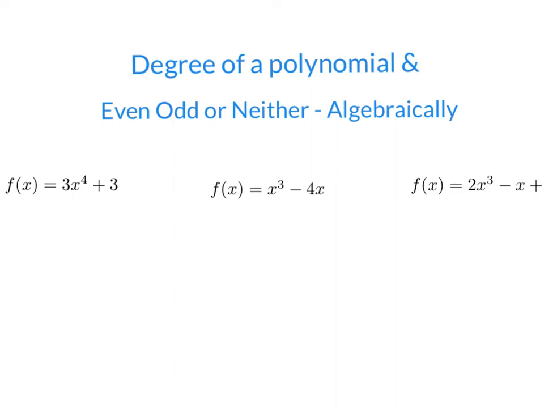In this video, I'm going to go over the degree of a polynomial and whether it's even, odd, or neither algebraically. Now, the first thing I want to take care of is doing the degree. Now, the degree of the first polynomial is 4.